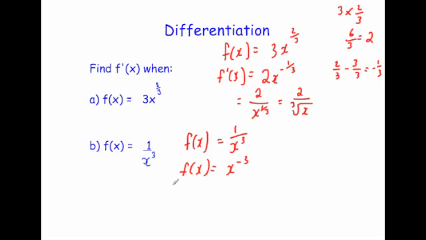Now we can differentiate. So we've got f dashed x equals, bring the power down, minus 3x, take 1 away from the power, so it's going to be minus 4. So the answer is f dashed x equals minus 3x to the minus 4. Again, if you want to, you can put the x to the minus 4 in the denominator, so you're going to get minus 3 over x to the 4, like so.